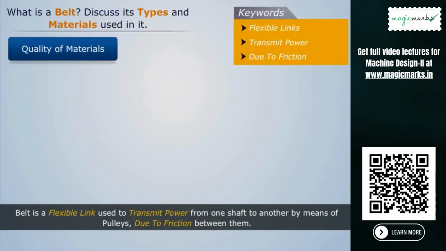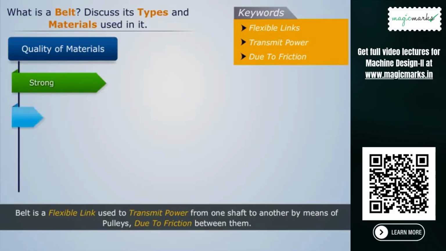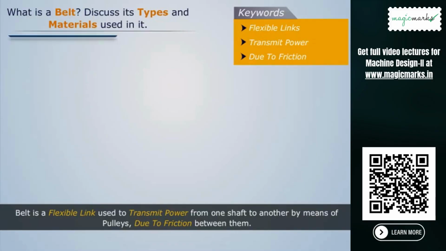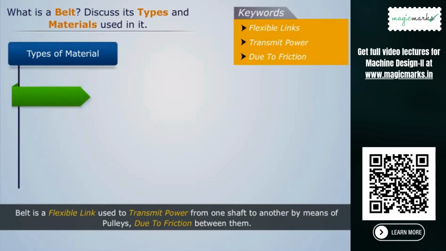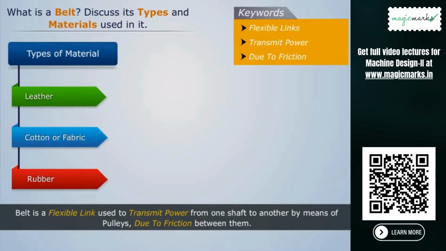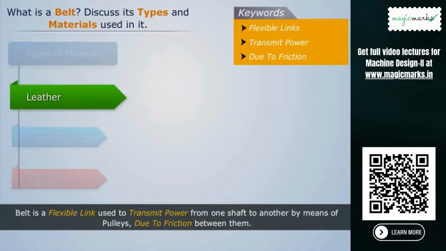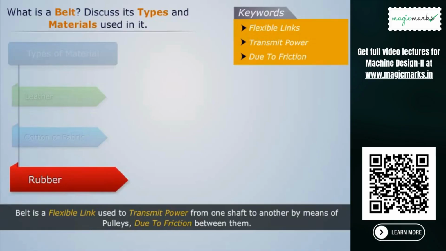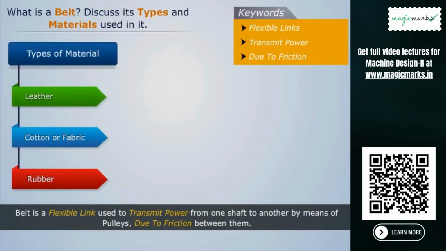Now let's discuss the requisites of the materials used in making belts. The material used for making belts must be strong, flexible, durable, and should have a high coefficient of friction. The three main materials which fulfill these requirements and are extensively used in making belts are leather, cotton or fabrics, rubber. Now let's see each one of them one by one.